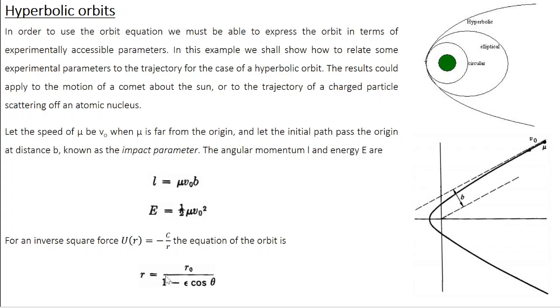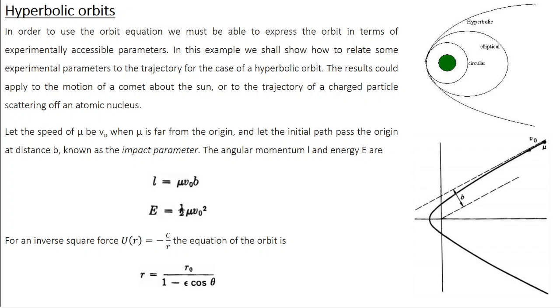But there is one practical issue with this equation, because eccentricity is not something which you can directly measure using an experiment. So we need to express the orbit in terms of experimentally accessible parameters like kinetic energy or angular momentum. So in today's class, we will take the special case of hyperbolic orbit, and we will try to express the orbit equation in terms of some of the experimental parameters. And what kind of scenario leads to a hyperbolic orbit?